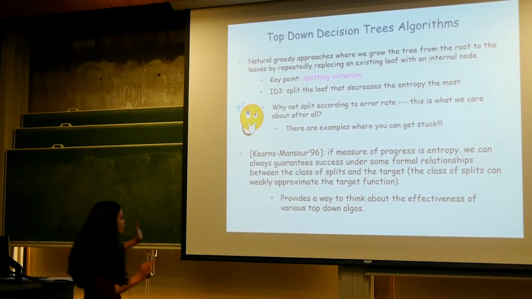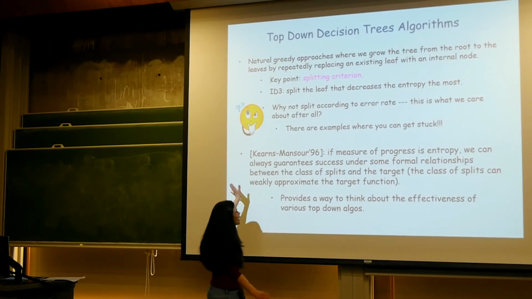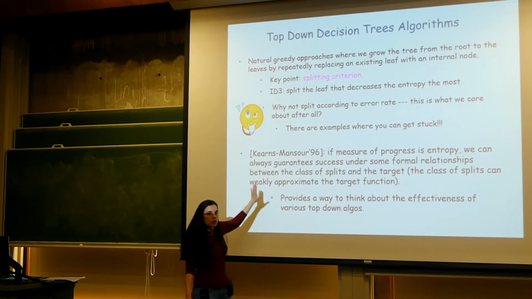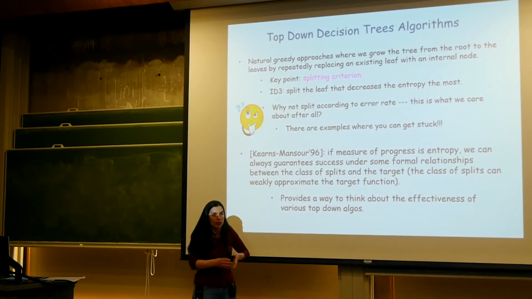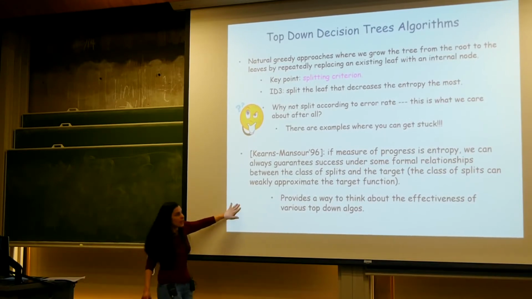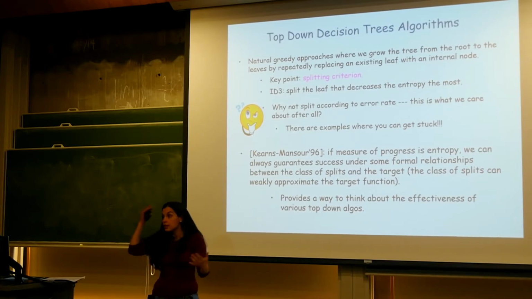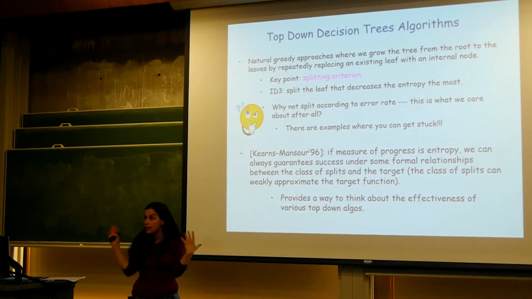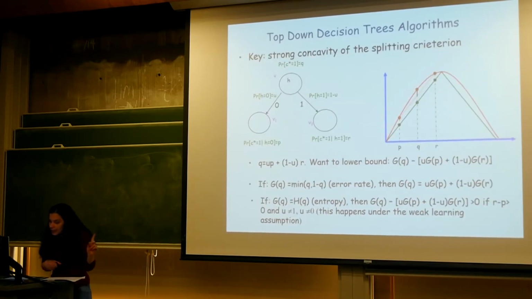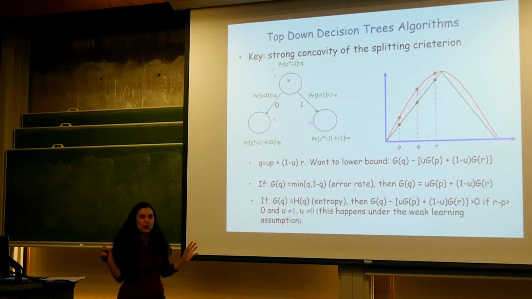Please ignore the details. The important point here is that there is a very general family of problems for which entropy turns out to be a good measure of progress locally. And what's nice is this provides a very nice way to think about the effectiveness of various top-down algorithms, and it shows that this ID3 heuristic has very strong formal guarantees. And again, I'm not going to go through details, so please come to my office hours if you're curious.